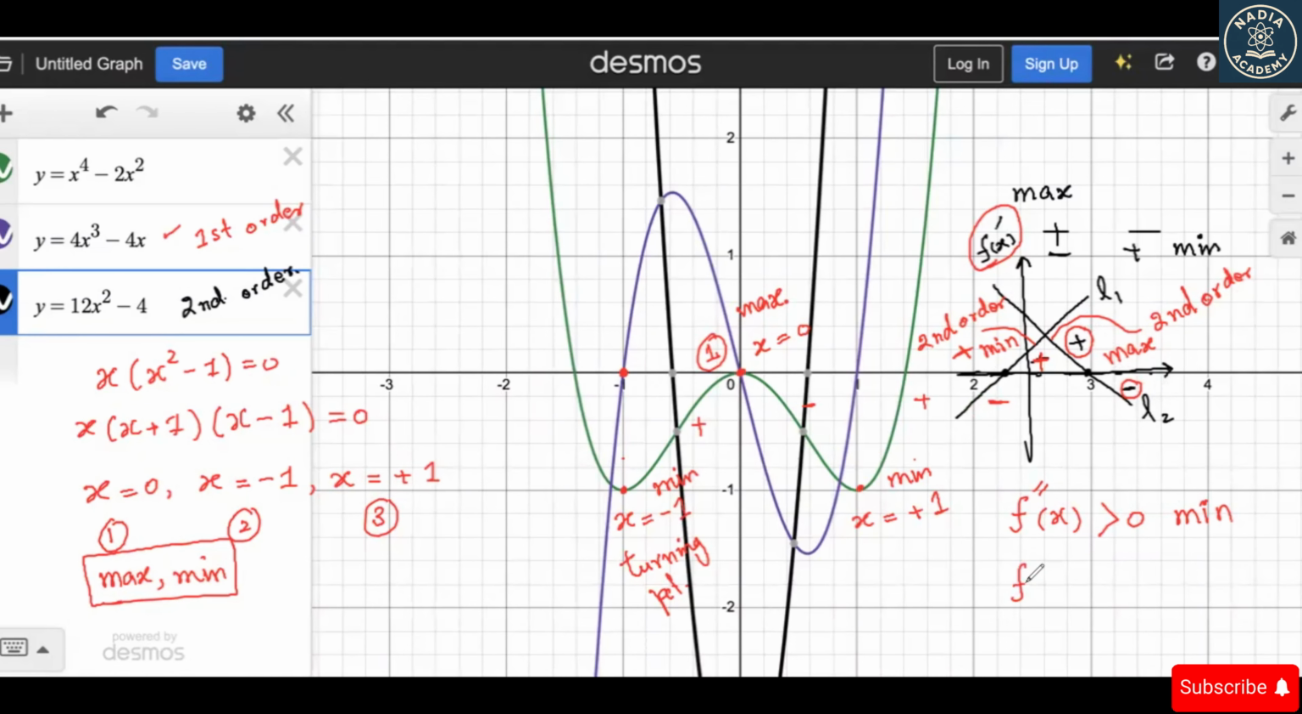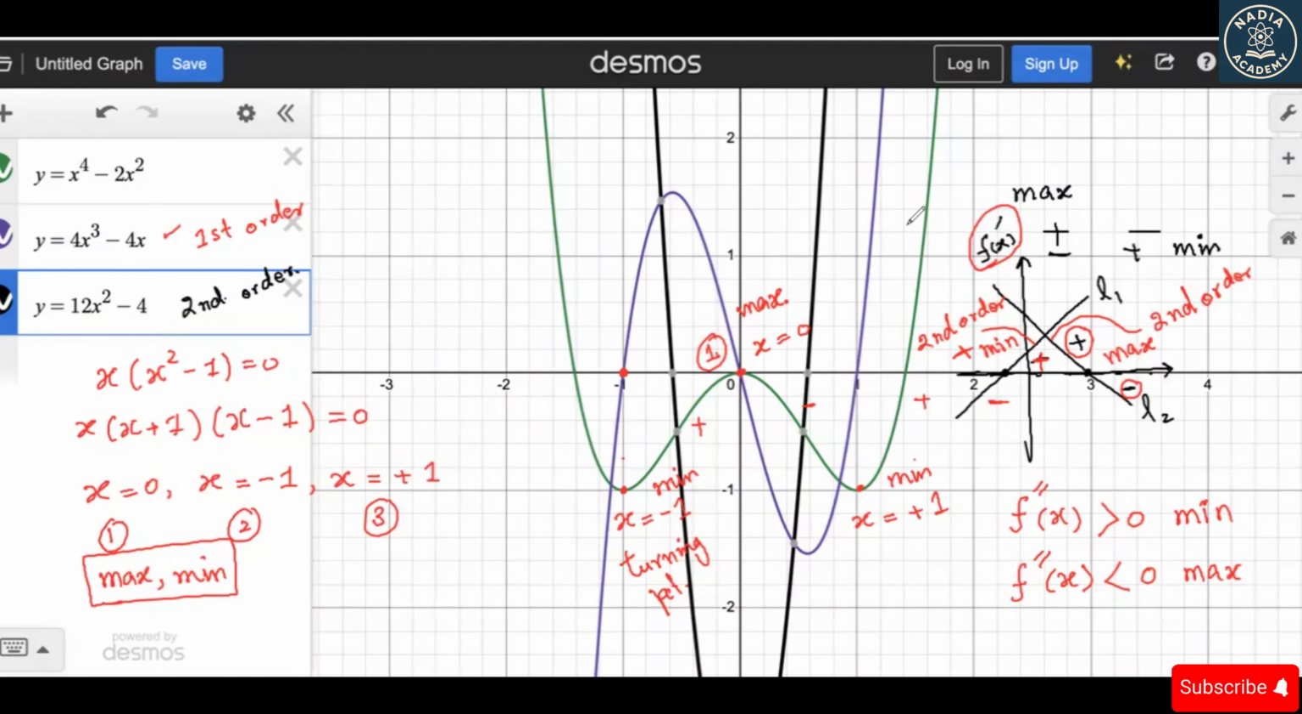So if our second order derivative is negative, then we will have a local maxima. So this is the very simple and straightforward understanding of the turning points and the nature of the turning points using the concept of a second order derivative.